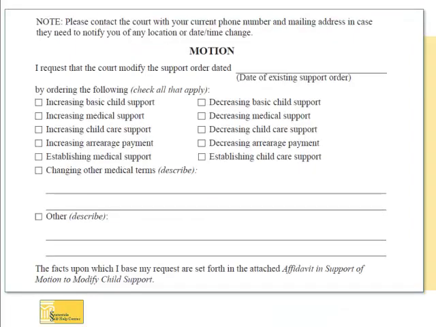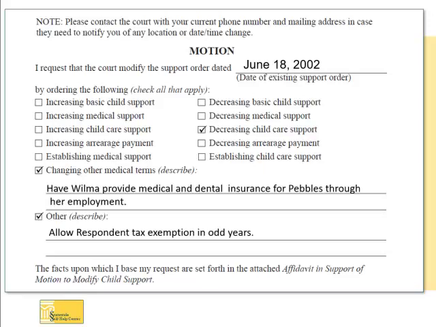As explained at the beginning of this chapter, a motion is the legal way for you to make a request to the court and tell the judicial officer what you want. For a motion to modify child support, you must tell the judicial officer what court order you want to change. Start by filling in the date of the current child support order. There are many different options in a motion to modify child support. Carefully review the options and check the box or boxes for what you are asking the court to do.